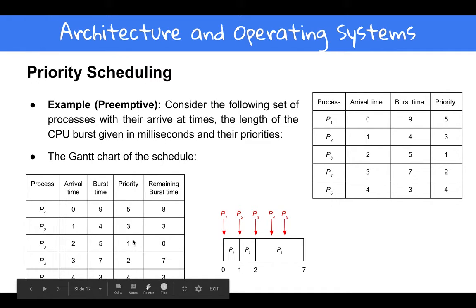So here, this one has been executed. Next one is this one, P4, because the priority is 2. It's the highest priority here. How long? 7.